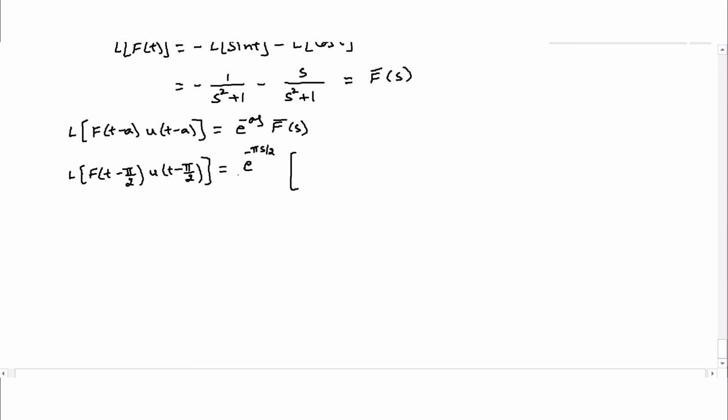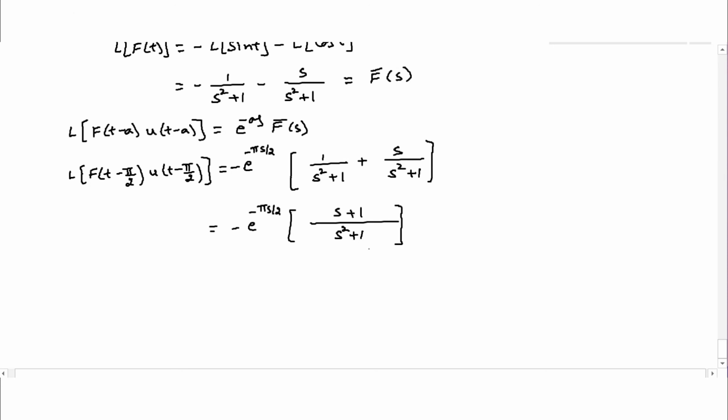Both are having a negative sign there. I can even take that negative sign outside and rewrite that value as 1 by s square plus 1 plus s by s square plus 1. Because both are having negative, I have taken the negative sign outside. Further you can take the LCM. It is e power of minus π s by 2, and taking the LCM s square plus 1, you will be getting 1 plus s, or I can write it as s plus 1. So we have got this particular expression. Let me take this as equation number 3.